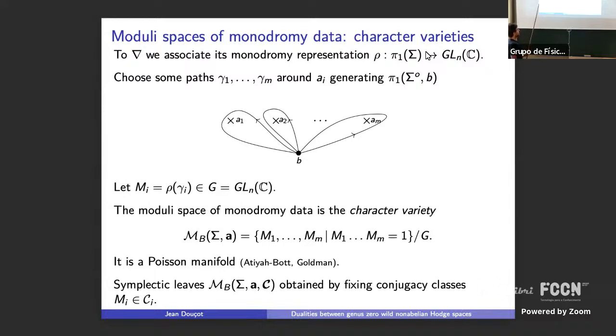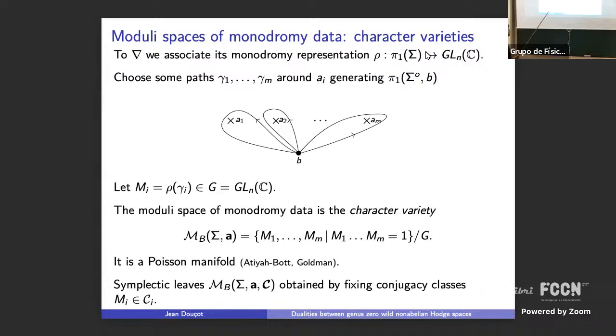And so with that, you see that you can write down explicitly what is the moduli space of those monodromy data. It's just a tuple of matrices M1 to Mm. And since there are no other singularities, you have the condition that the product of the monodromies has to be equal to 1, and you then quotient by GLN because you forget the framing, the choice of basis at your base point B. And it turns out that this space is called the character variety, and it's a very interesting space. It has a rich structure.